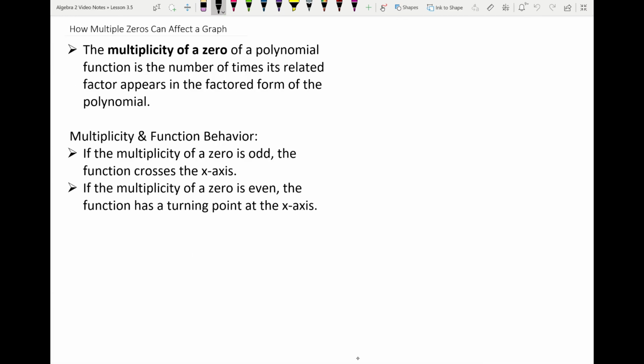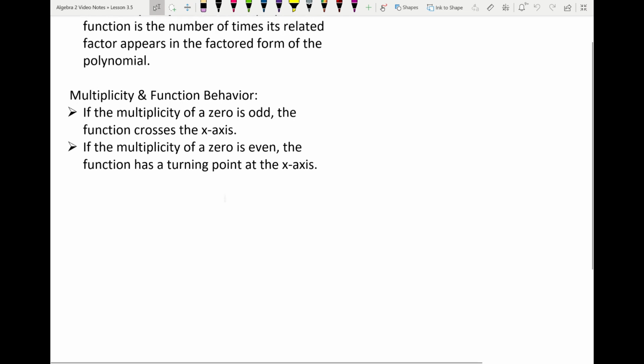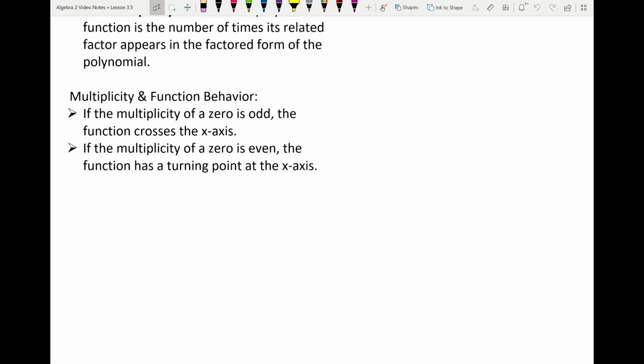All right, so what about multiplicities and how can they affect the graph? The multiplicity of a 0 is the number of times its related factor appears in the factored form of the polynomial. Here are the rules you want to keep in mind. If the multiplicity of a 0 is odd, the function crosses the x-axis. If the multiplicity is even, the function has a turning point at the x-axis.